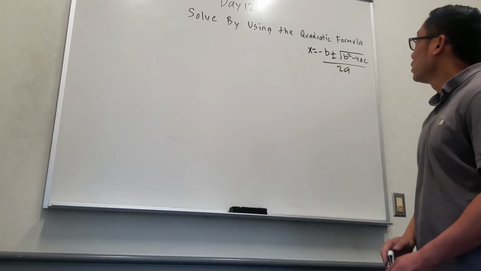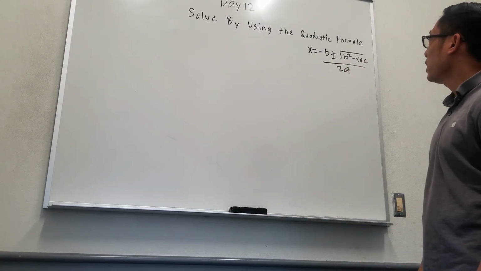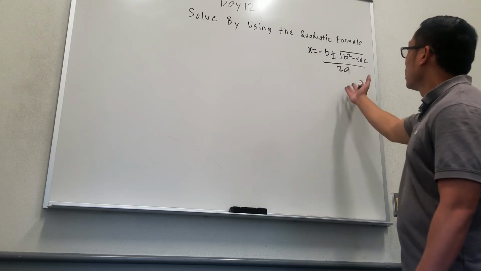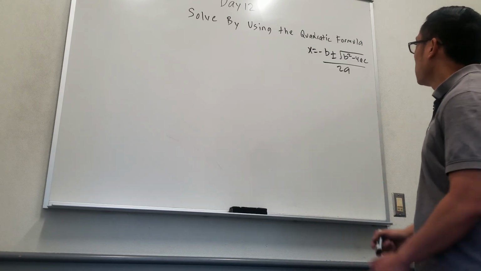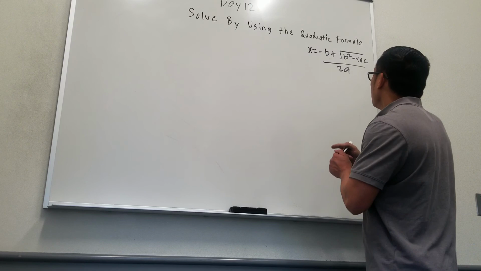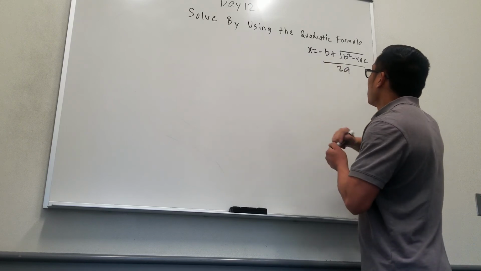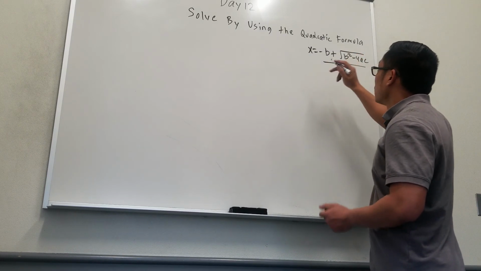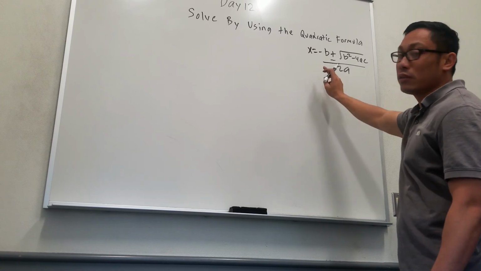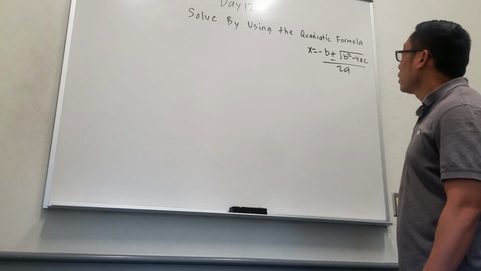So what's the main idea of this? I'm applying the formula, but then what? What am I really doing? Like I mentioned, I just erased it, but it came from finding the zeros. So when you use the quadratic formula, you're trying to find the zeros of x.